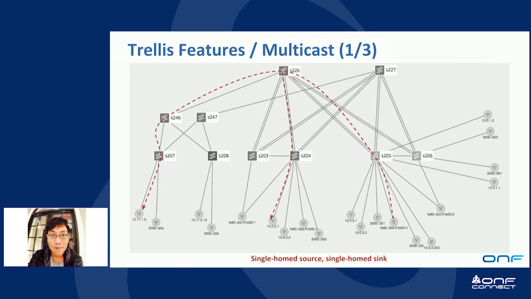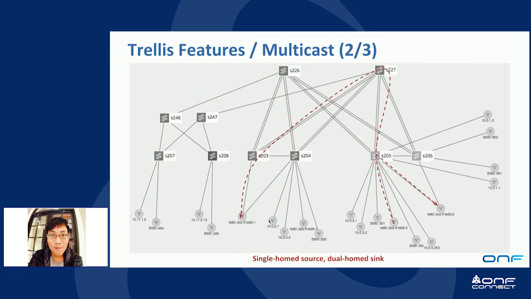In this particular example, we have two multicast sinks, this one and this one. They are both single home. So Trellis will compute the trees and then do the replications when necessary. In this example, the replication is done on spine 226, and it gets sent to two different subscribers.